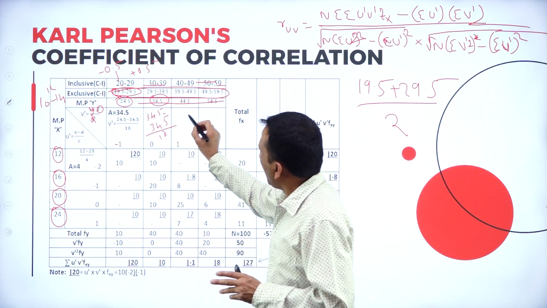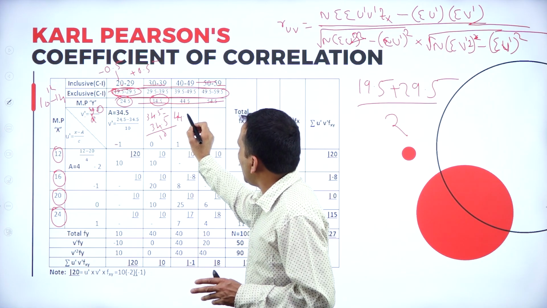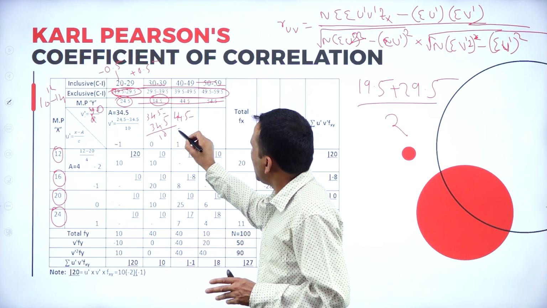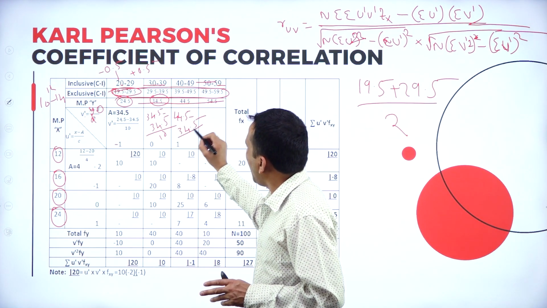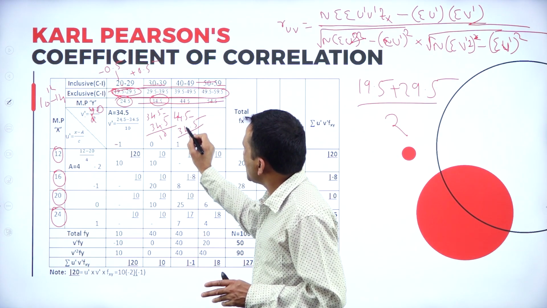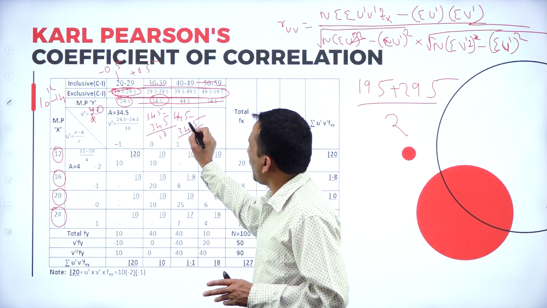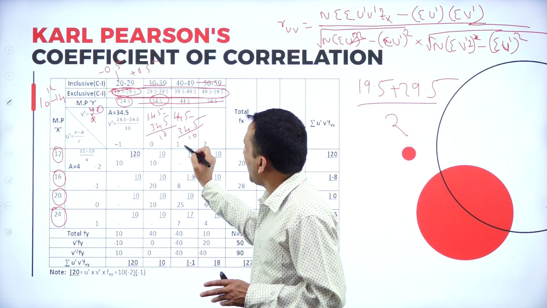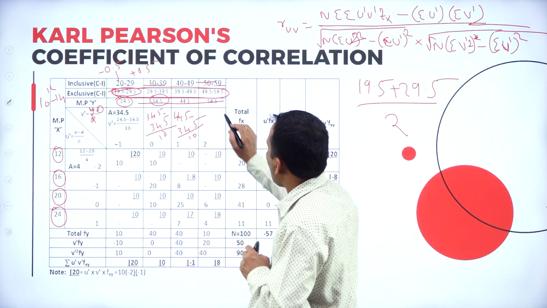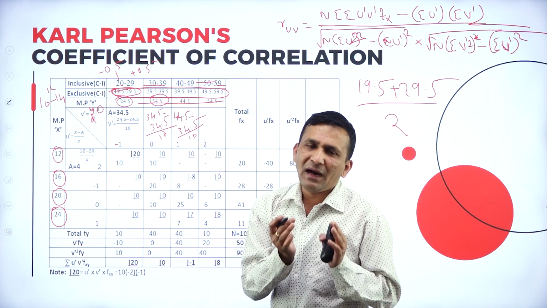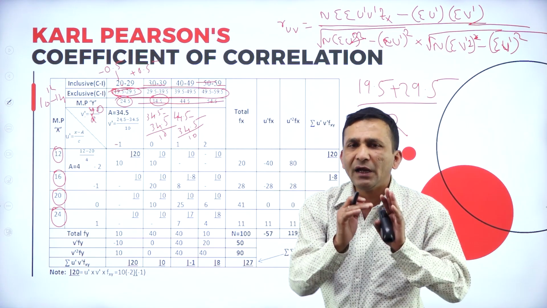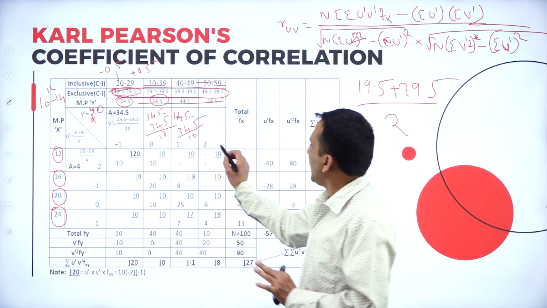And the same thing: 44 minus 34.5 divided by 10, which is plus 10 divided by 10, we get 1. The last, 54.5 minus 34.5, we get 20 divided by 10, we get 2.